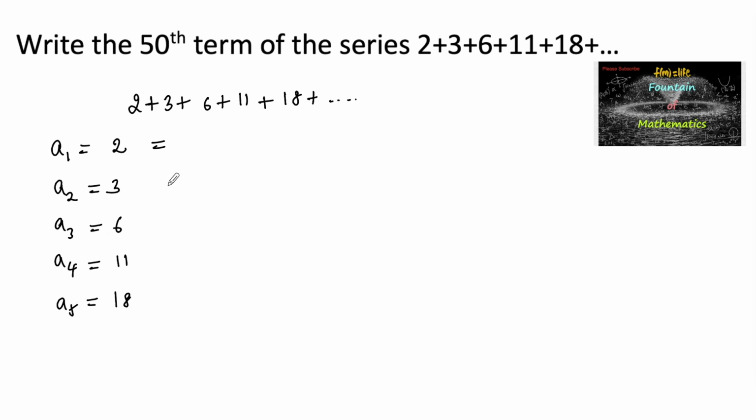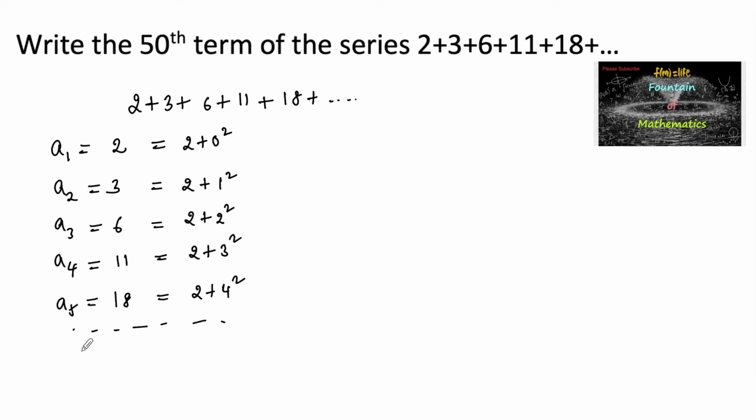So we can write 3 as 2 plus 1, and we can write the third term as 2 plus 4, that is 2 plus 2 square, and here we can write 2 plus 9, that is 3 square, and here we can write 2 plus 16, that is 4 square. So here we can write this as 2 plus 1 square, and here 2 plus 0 square. In this pattern, we can say that the fifth term is 2 plus 4 square, the fourth term is 2 plus 3 square, so the nth term is 2 plus n minus 1 whole square.